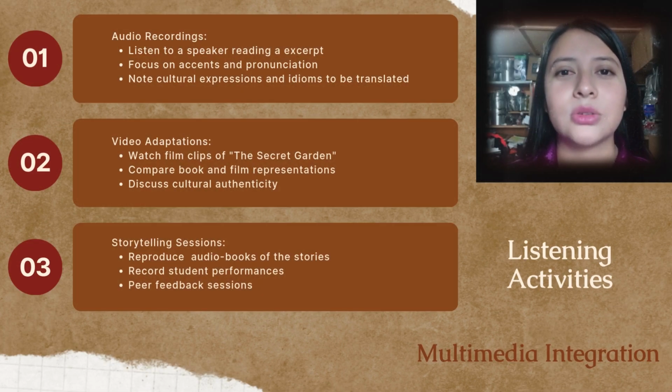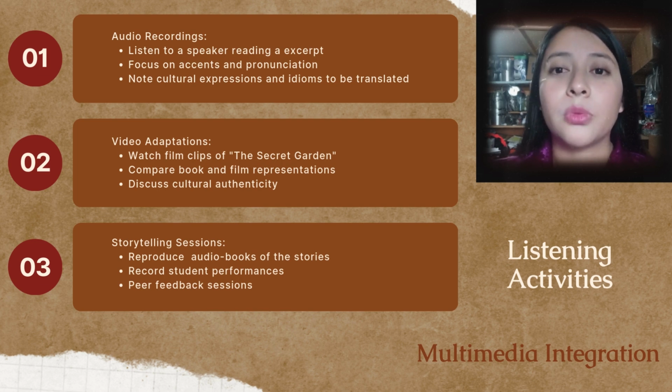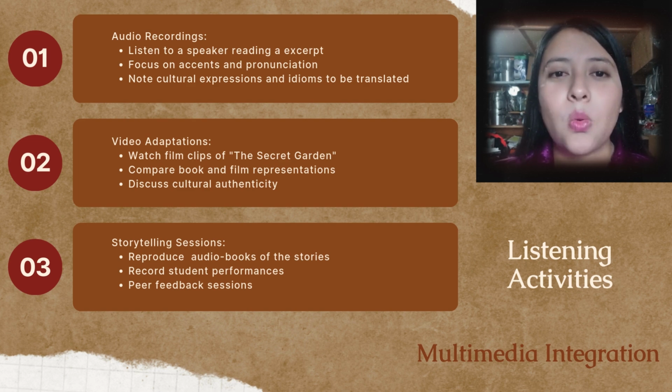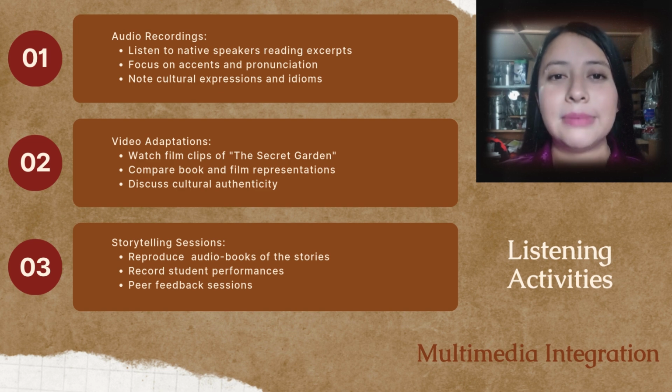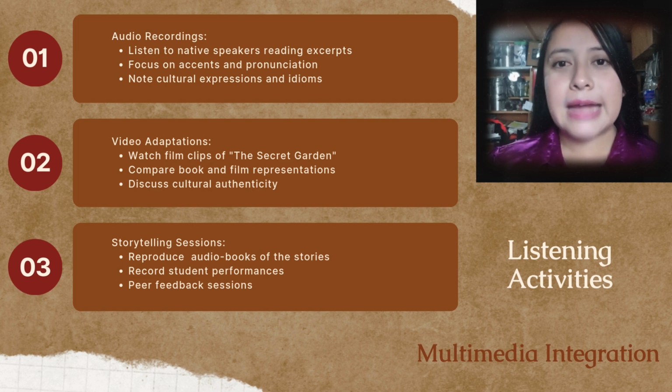Our listening activities utilize several media. Listen to a translated excerpt from Un hombre muerto a puntapiés, read by students. Notice the rhythm and intonation patterns that influence how they speak English. Watch the movie The Secret Garden, compare it with the book, note similarities and differences, and discuss the cultural authenticity. Produce audiobooks of one of the stories. Then record student performances and establish peer feedback sessions.